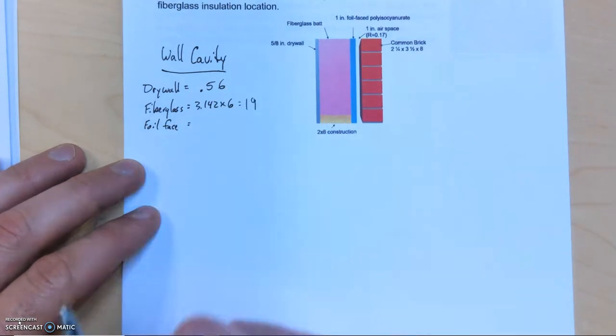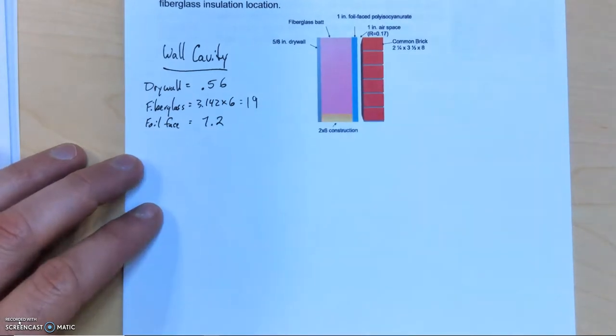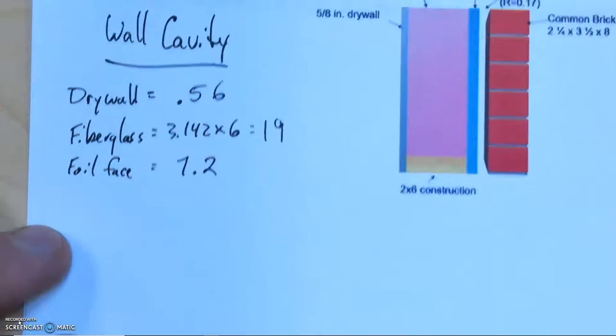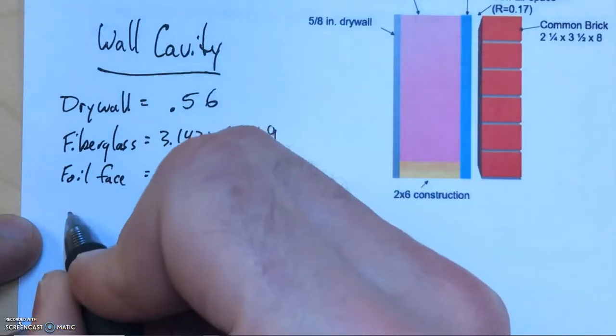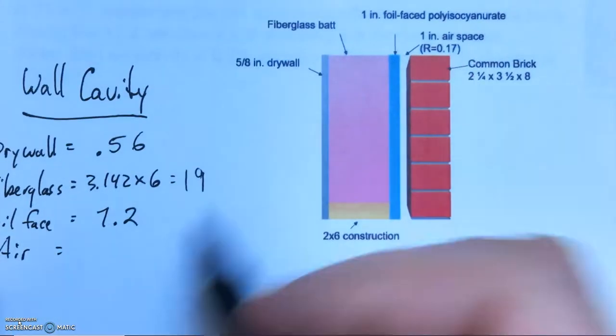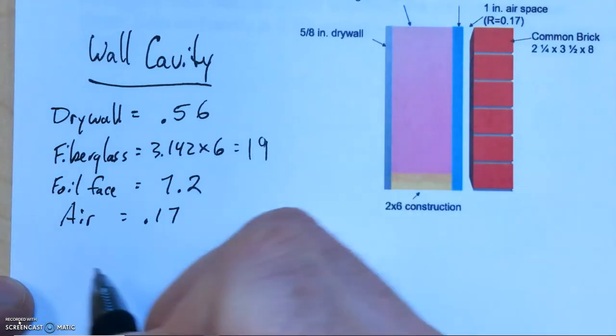And then our foil face styrofoam, real fancy stuff. It's got a nice high R value of 7.2. And this stuff works really well, 7.2. Let's move on. Air. Well, they give you the air. Right there, airspace is 0.17. And then we got some brick.